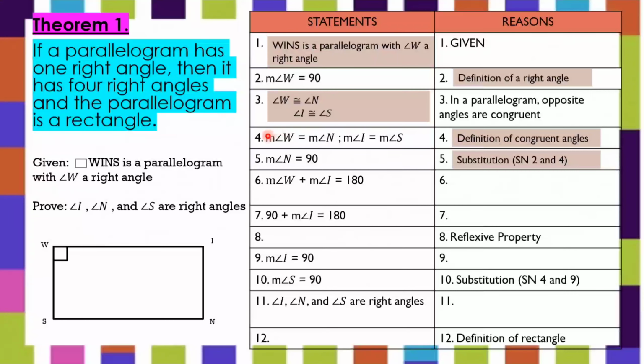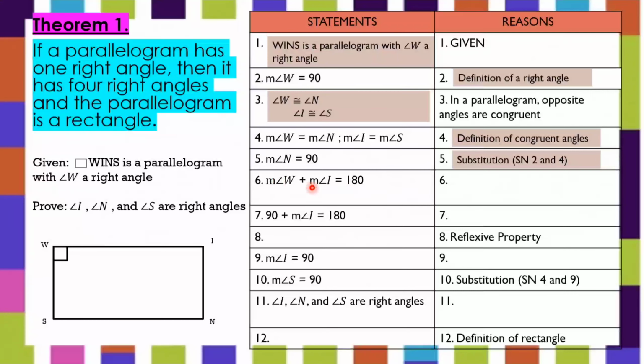Sinubstitute lang natin yung measure ng angle W, which is 90. So, yun yung measure ng angle N. Okay? So, for number 6, we are given that the measure of angle W plus the measure of angle I is equal to 180 degrees.